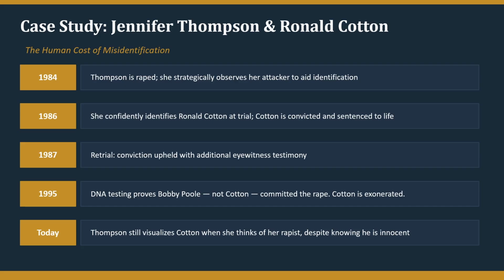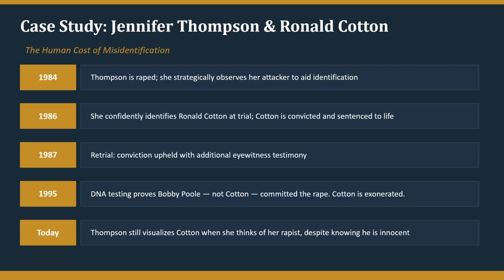Cotton's alibi didn't hold up. Physical evidence at the scene was consistent with him being the perpetrator. A forensic expert testified that the rubber on Cotton's shoes matched rubber found at the scene of the crime. Critically, he was the only suspect. The other 6 people in the identification parade were government employees. In 1986, Thompson took the stand and identified Ronald Cotton as her rapist. The jury convicted him and sentenced him to life in prison.